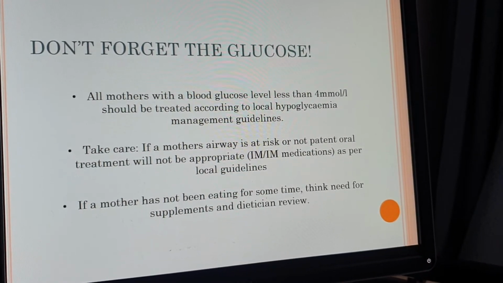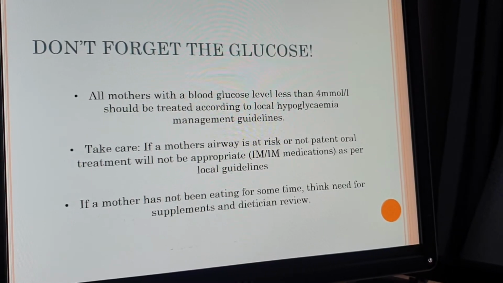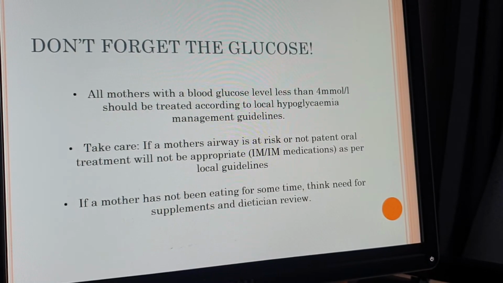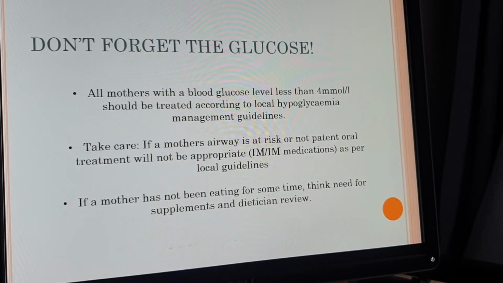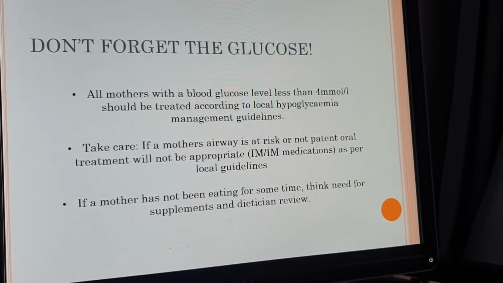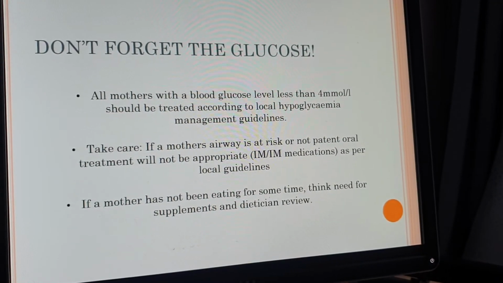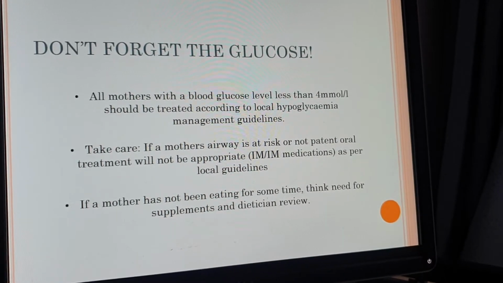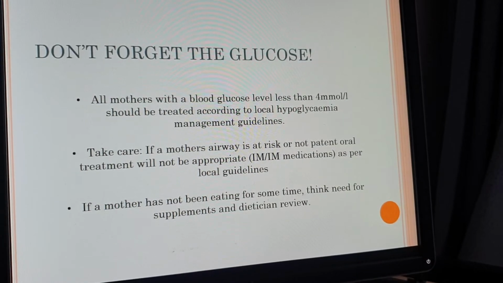If you are ever concerned about a mother's airway, then just think about the oral treatment in terms of hypoglycemia may not be appropriate. So follow your local guidelines in terms of IM medications. And also think about if a mother has not been eating for quite some time or has been nil by mouth, think about additional supplements that the mother may need, and also contact the dietitian or other members of the MDT team that may be able to support you with this.